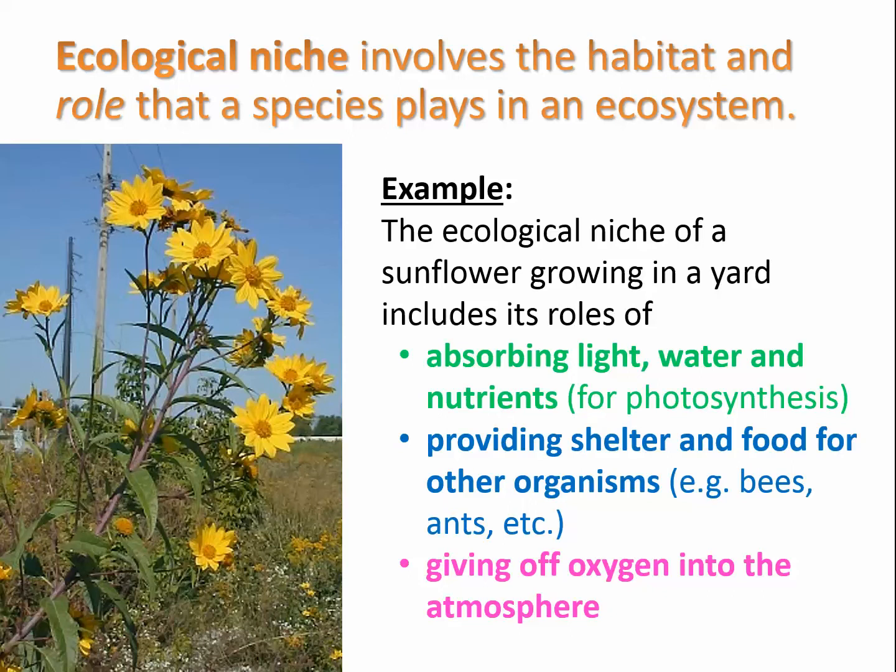So it's not just about where the plant lives, that would be its habitat, but it's about how it interacts with the other elements of the ecosystem in that habitat. And those other elements could be not only biotic factors like bees and ants, but abiotic factors like light, water, and nutrients.